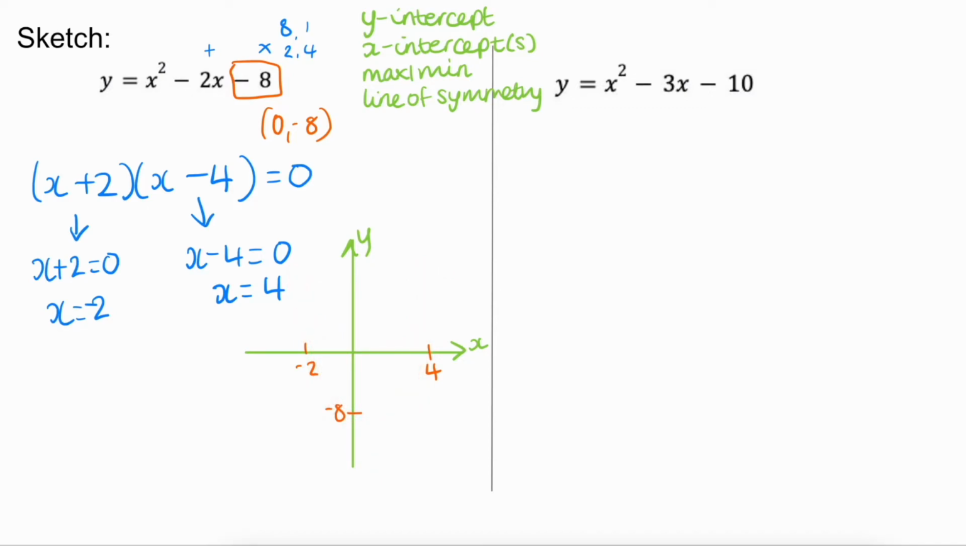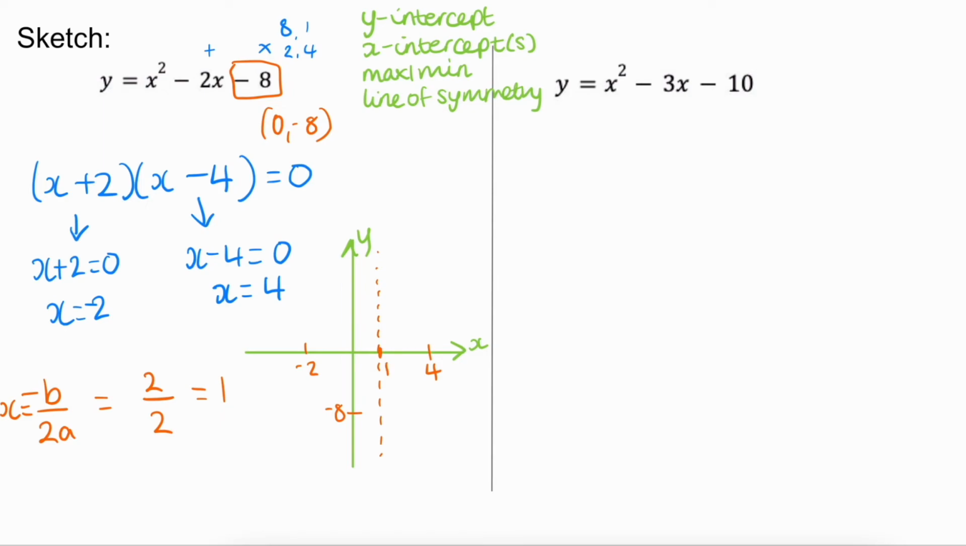So to find the minimum point, I can do minus b over 2a, and that is the line of symmetry. Okay, so minus b is minus -2, so it's now positive 2 over 2a, and a is 1, so it's 2 over 2, and that gives me 1. So my line of symmetry happens when x is equal to 1. So I can draw on my line of symmetry on here, and x is equal to 1.